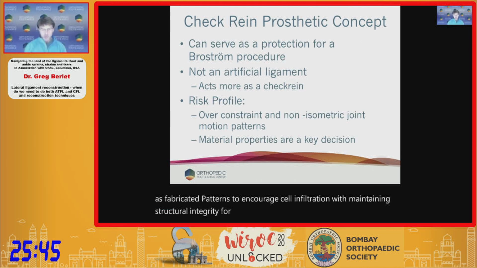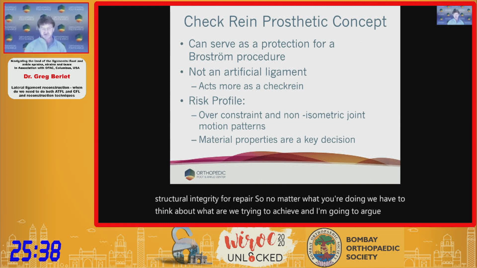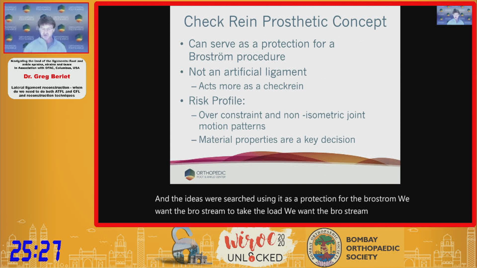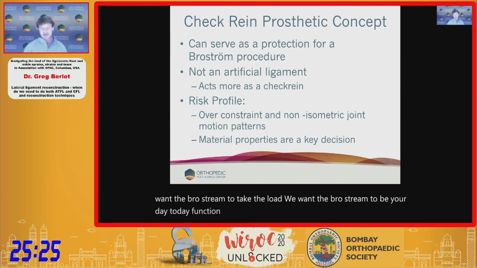So no matter what you're doing, we have to think about what are we trying to achieve. And I'm going to argue that what we're trying to achieve is a check rein prosthetic concept. And the idea is we're using it as a protection for the Brostrom. We want the Brostrom to take the load. We want the Brostrom to be your day-to-day function. We don't want this ligament to take the load. We want it to act more as a check rein.